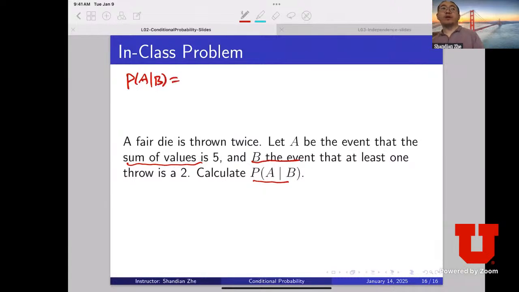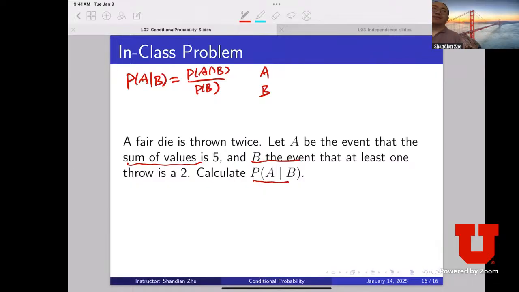According to the definition, how do we calculate conditional probability? Exactly, nothing strange, we just follow the definition. It is the probability of A and B, or A intersection with B, divided by the probability of B. Then the remaining task is to find the probability of A intersection with B and the probability of B. To do this, we'd better write down the corresponding sets.